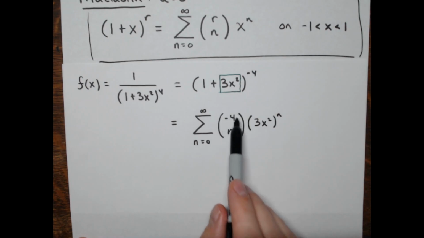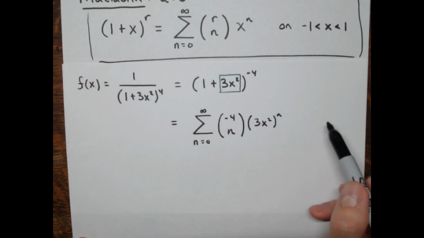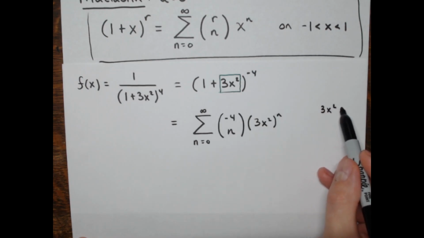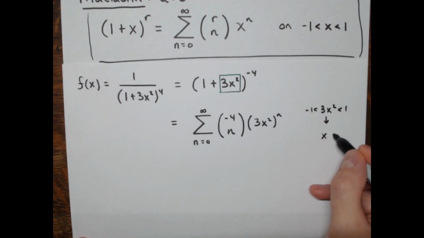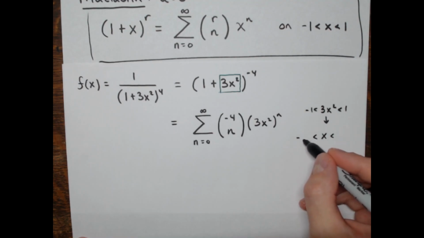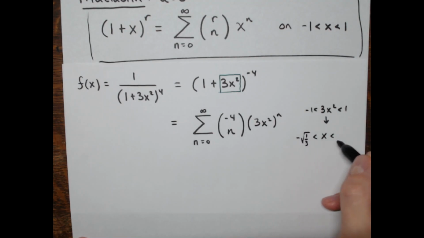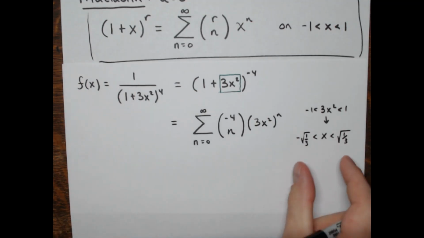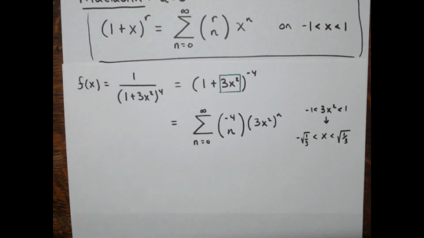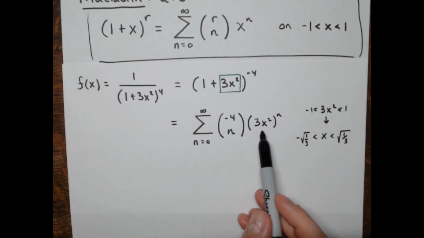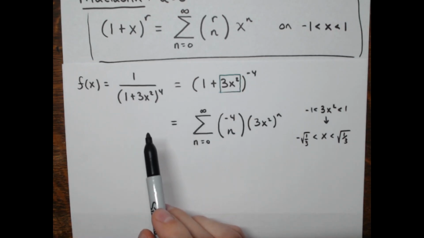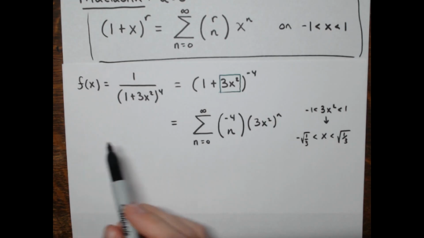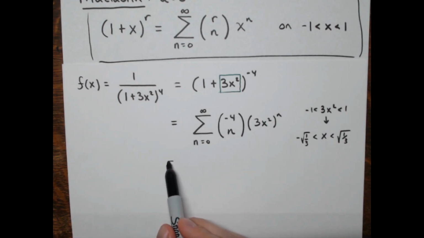Now this is only going to converge to that function when 3x squared is between negative 1 and 1, which would only happen when x is between negative square root of 1/3 and positive square root of 1/3. So a pretty small interval. Anyway, now they want us to use the sixth degree Maclaurin polynomial, right? This would be centered at 0 still.